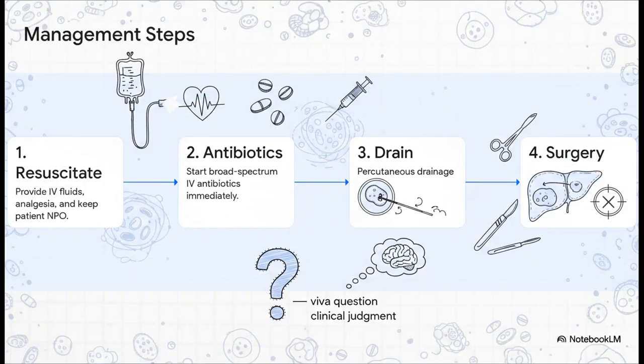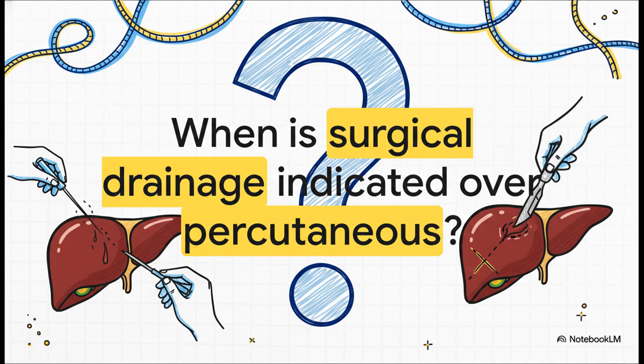Okay, good. A nice, clean, stepwise approach. You resuscitate, you hit him with broad-spectrum antibiotics, and then you get source control. Percutaneous drainage is usually the way to go. But let's dig into that last point, number 4. This is a classic viva question, designed to see how you think under pressure. You know an examiner is going to push you on this. When is just sticking a needle in it not good enough? When do you absolutely have to take this patient to the operating room?